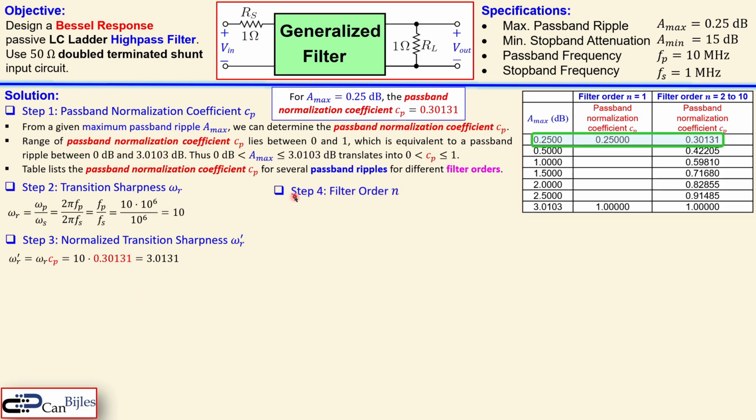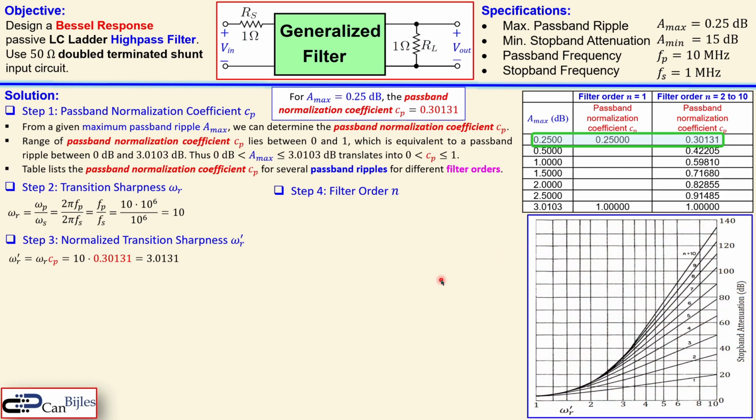Step 4 is one of the important steps, the filter order. We already know that it must be somewhere at second order. I already said that it is not first order. Now we can prove why that is, and for that we need to use this graph.